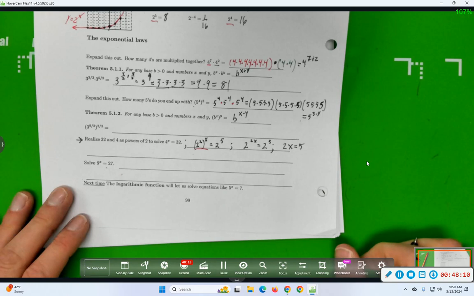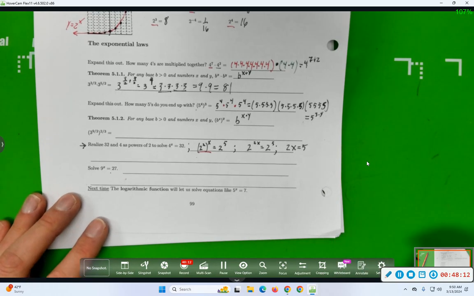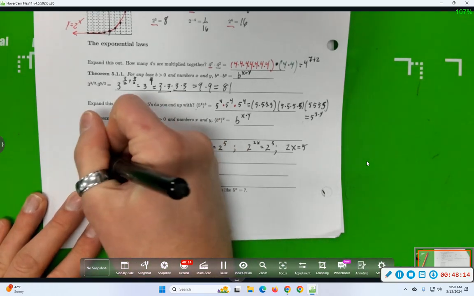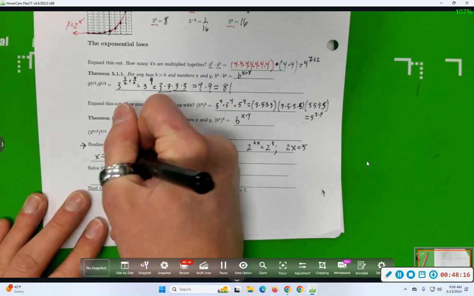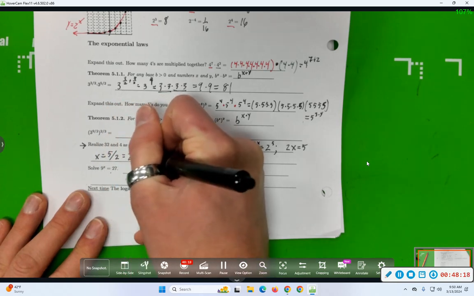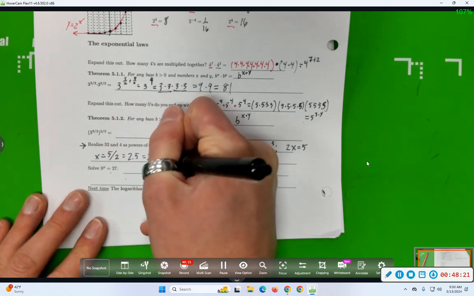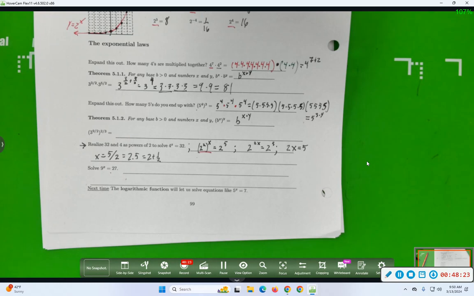Does that look like an easy equation to now solve? What's the solution? 5 and 2. x equals 5 over 2, or 2.5 if you like. They're all the same. So using these ideas, you can solve some equations that you couldn't before by getting common bases.